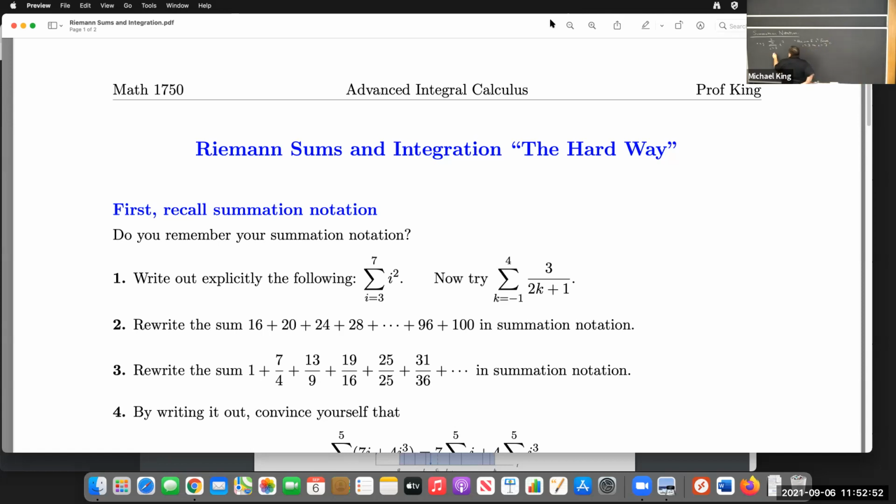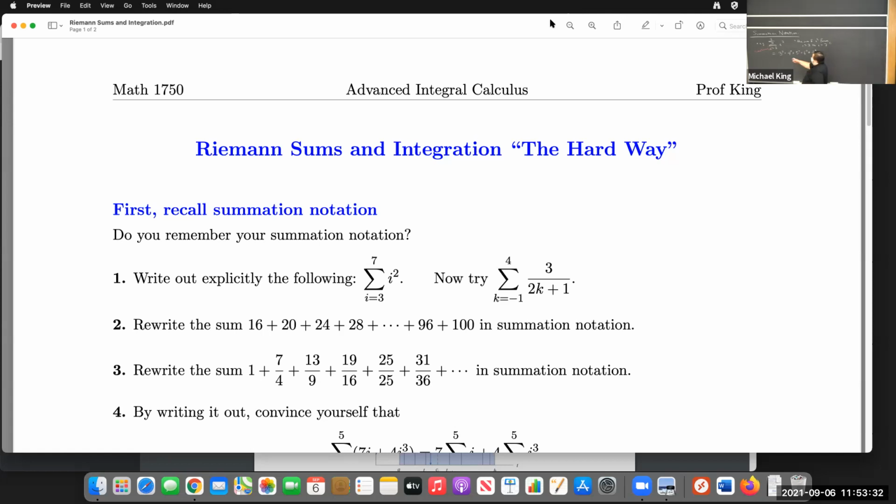And all it means is you just plug in, this is where you start, this is where you end. This i is called the index. And it's basically saying, okay, I'm going to plug in 3, so I'm going to get 3 squared. And then I'm going to plug in 4, and put a plus sign, plug in 5, put a plus sign, plug in 6, put a plus sign, plug in 7, and then stop. So that's what the notation means. Does that seem familiar to people? Okay, good.